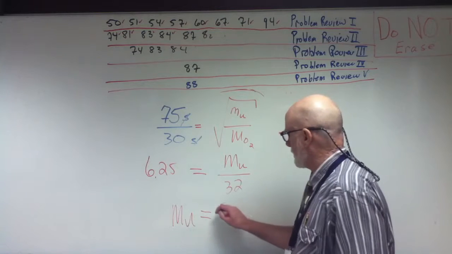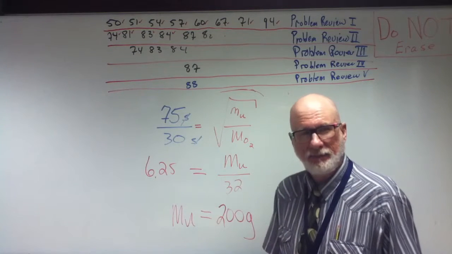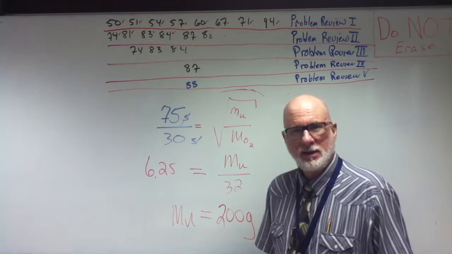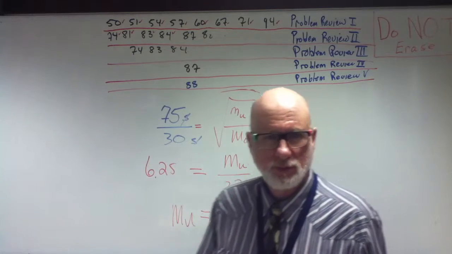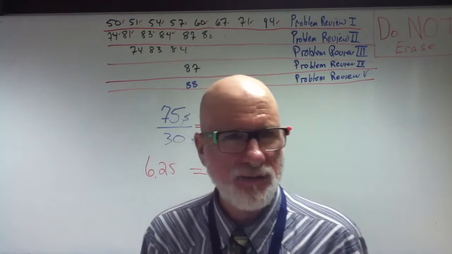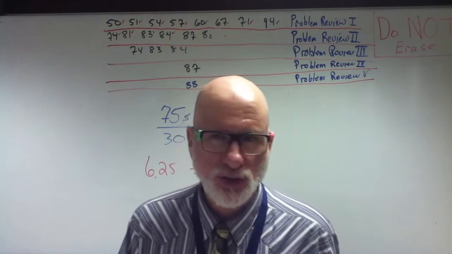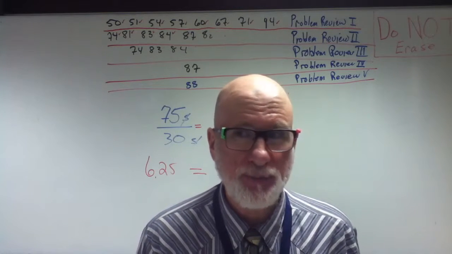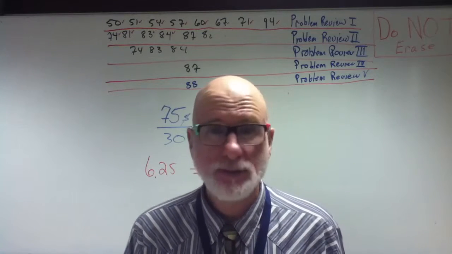All right. So it's going to be 200 grams, yes? Easy? Now, the ratio of the rates of effusion of two gases is equal to the square root of the reciprocal of the molar masses. Do you get it?